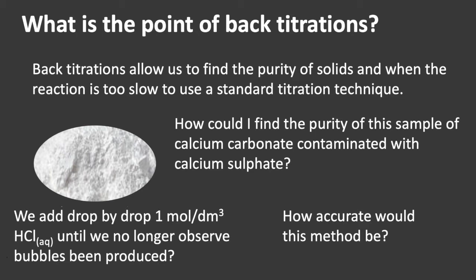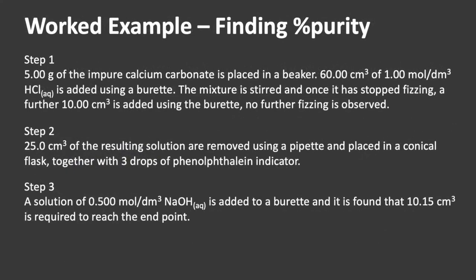You've been given some calcium carbonate, but it's been contaminated with calcium sulfate. How could you find the purity of that? Well, if you didn't want to use back titrations, you could take the solid, weigh it out, and drop by drop add a known concentration of HCl until you no longer observe bubbles. But that's going to be pretty difficult to determine exactly when you stop seeing bubbles as you add it drop by drop. So your accuracy is going to be pretty awful. So we can use back titrations to find a far more accurate method of determining the purity of calcium carbonate.